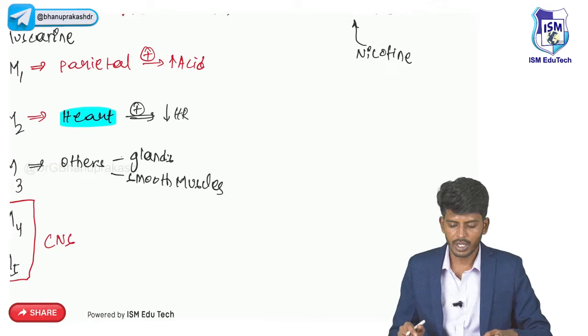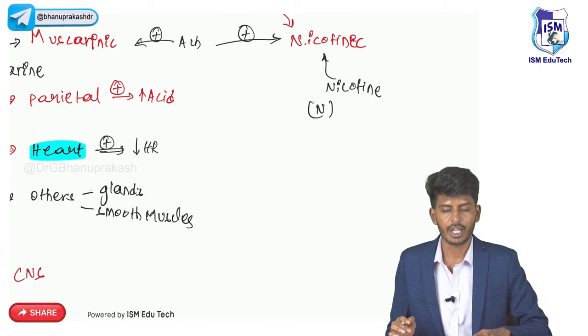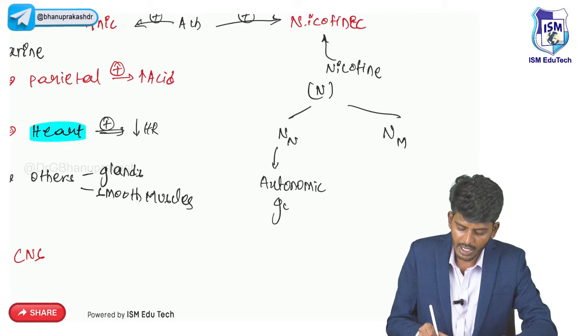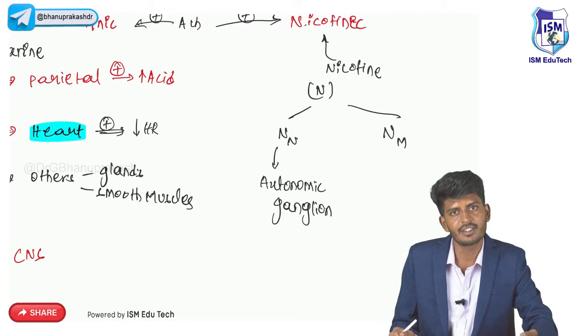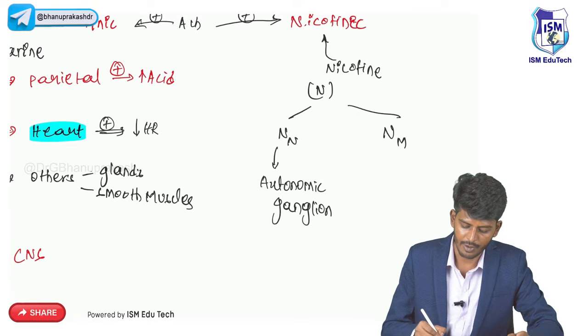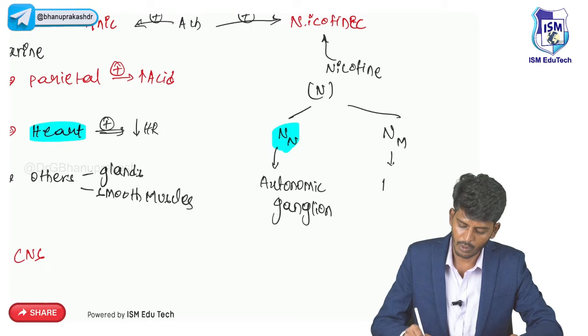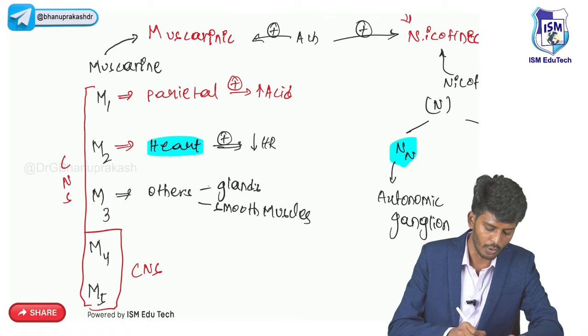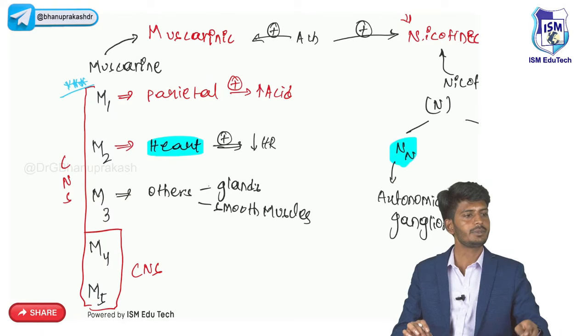Now, nicotinic receptors are represented by N. They are divided into two types: the NN receptor and the NM receptor. NN receptors are located in the autonomic ganglia. Autonomic ganglia are present in both the sympathetic and parasympathetic systems. Both sympathetic ganglion and parasympathetic ganglion will have the NN receptor. NM receptors are located at the neuromuscular junction. So this is the story of the acetylcholine receptors. If parasympathetic activity has to occur, all of the activity goes by this. Everybody able to follow me, guys?